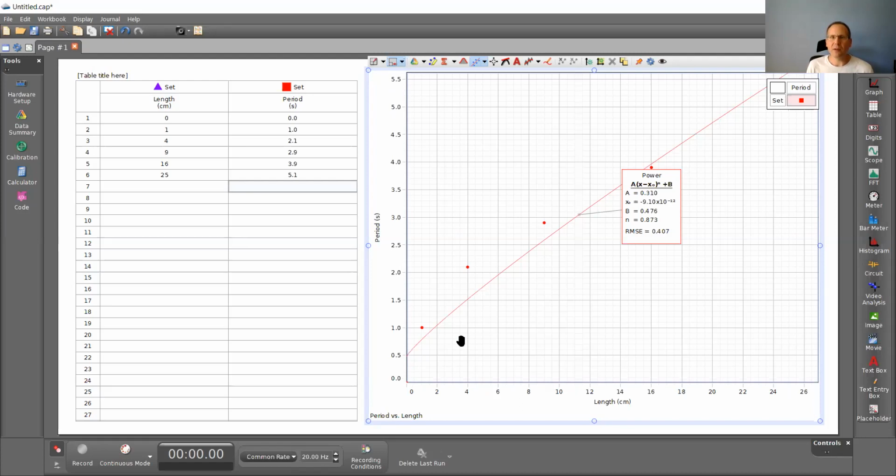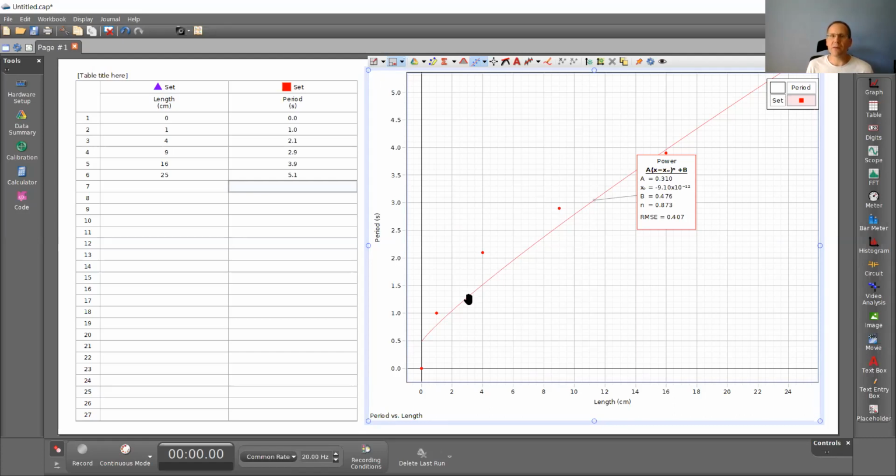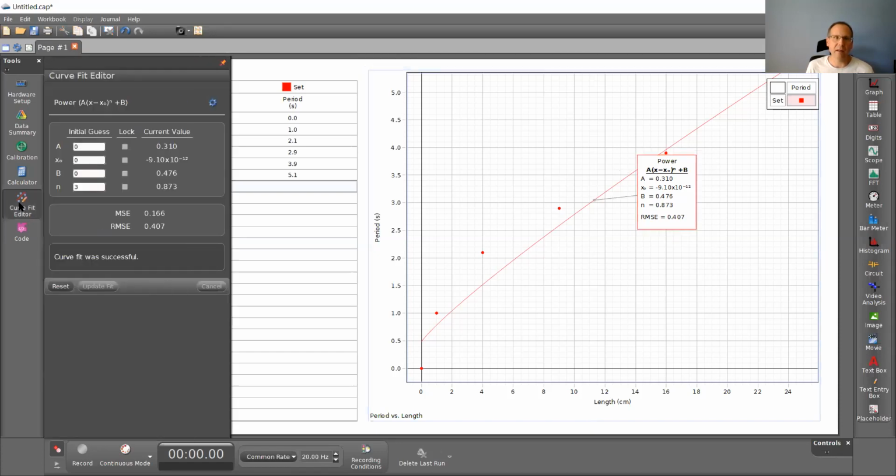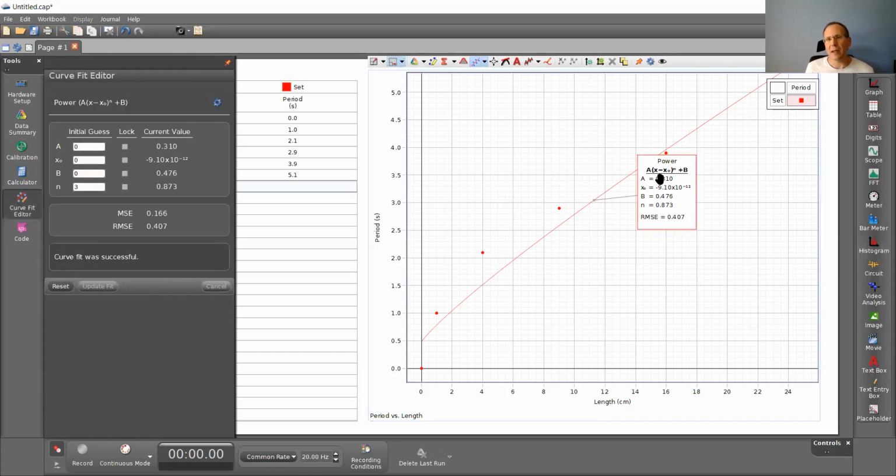And notice that it doesn't really do a great fit. Let me recenter this. It doesn't do a great fit at first, but we can fix this. If you click on the information of the power fit, you can go to the curve fit editor right here, or I can just click on it. It brings it up over here on the sidebar. So I'll just click curve fit editor. I want to do several things because I want this to give me a better fit to the data. I don't want it to be shifted left or right. So the x naught here, I want to be 0, and I'm going to lock it at 0 to make sure it stays at 0.